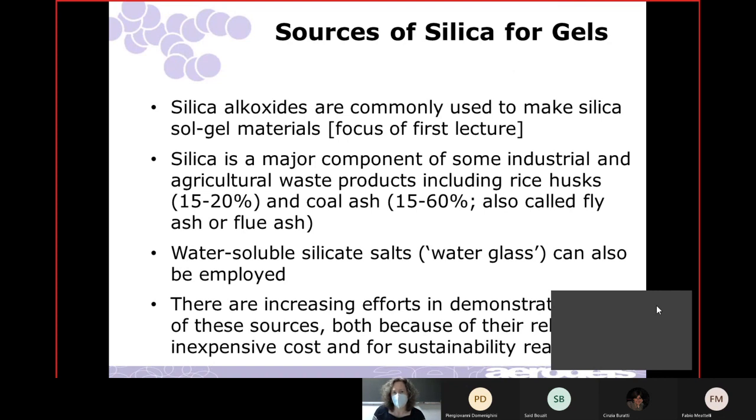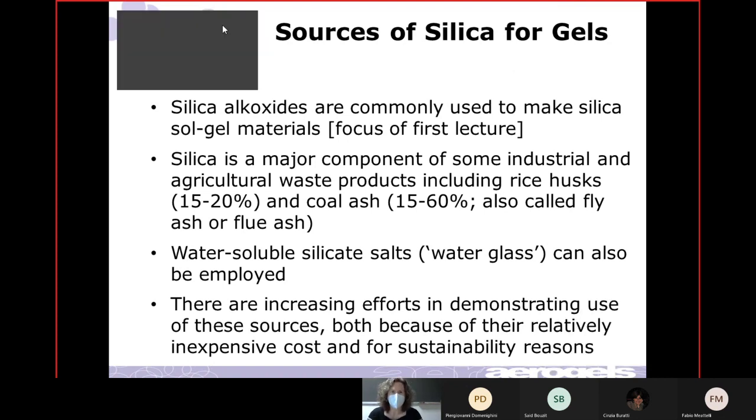And certainly, there have been increasing efforts. You see a lot more work in the literature in demonstrating use of some of these sources, both because they're relatively inexpensive and also for sustainability reasons. If there are ways that we can use things that would otherwise be waste products to make an interesting and useful material, then that's certainly an advantage other than just disposing of the waste.